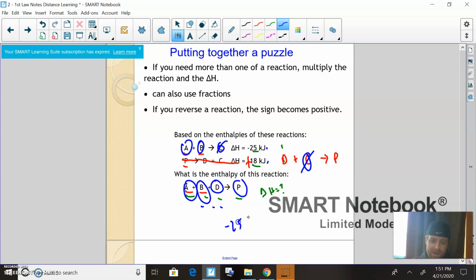So negative 25 plus 18, this becomes positive, right? And then that would make it minus 7 kilojoules. So what this is saying is that this reaction that we just found is going to give off minus 7 kilojoules.